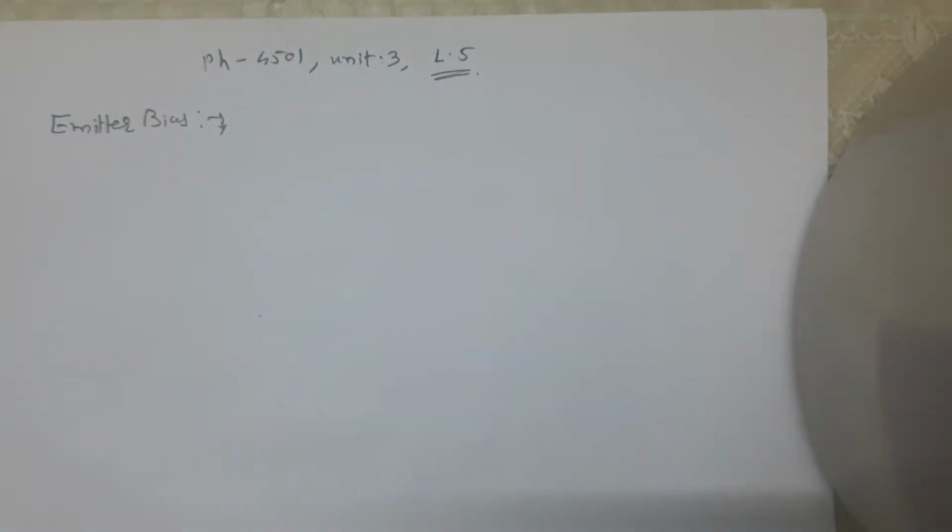In the last lecture, we discussed the disadvantage of the circuit. Which circuit? The collector to base bias, or we can say grounded emitter circuit with feedback resistor. In this lecture, we are discussing the emitter bias. The circuit diagram of emitter bias is as given below.